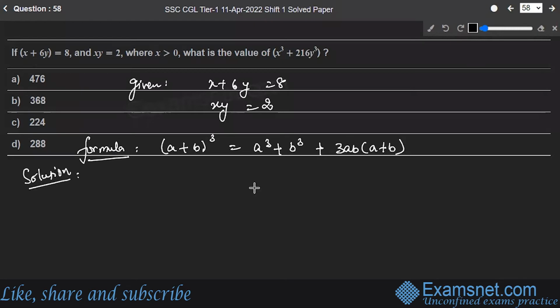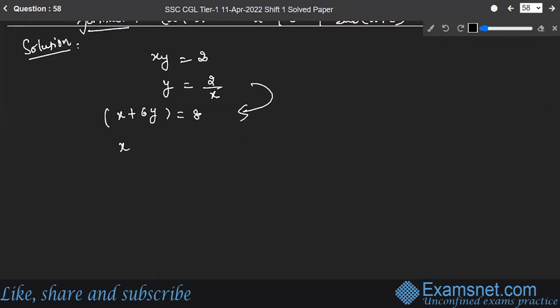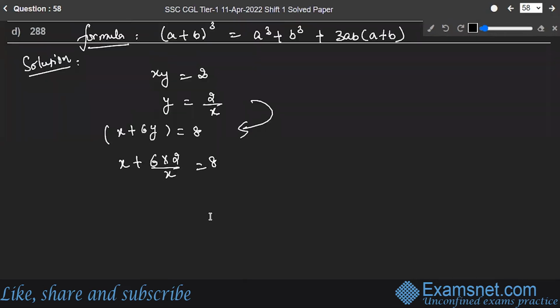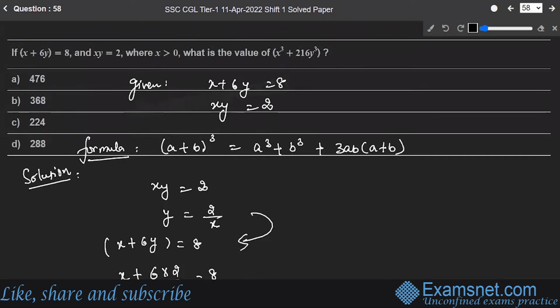First of all, you are given that x into y is equal to 2, which means y is equal to 2 upon x. Correct? Now, see, x plus 6y is equal to 8. I'll fill in this value. This gives you x plus 6 into 2 upon x is equal to 8. This will give me x plus 12 upon x is equal to 8. See, now in the question you have to find out the cube of these numbers, so I'll have to use this formula.